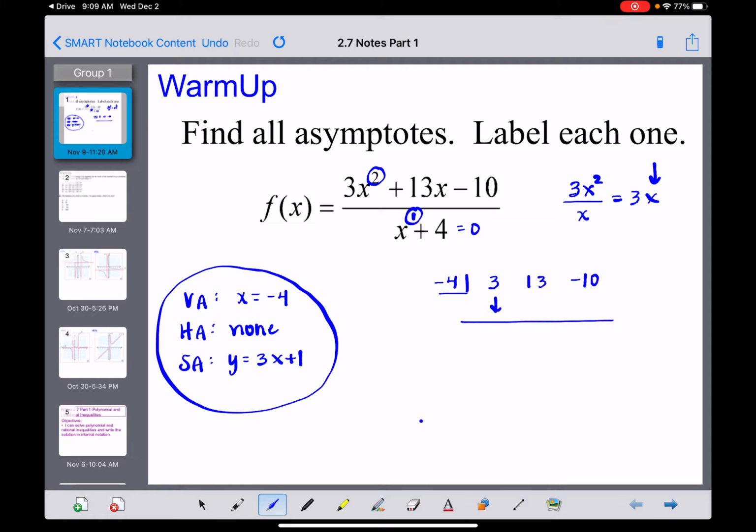So we're going to bring down the 3, we're going to multiply, we're going to add and multiply. Again, the remainder is not necessary. It tells us something about the graph. So we have a constant of 1 and we have an x term of 3. So y equals 3x plus 1. You can also do long division for that. So that's how we're getting the slant or oblique asymptote.